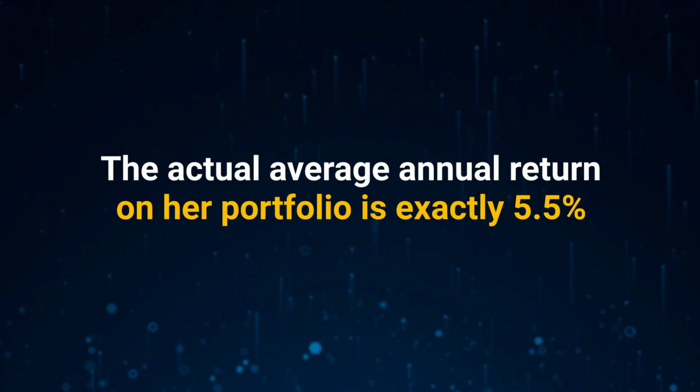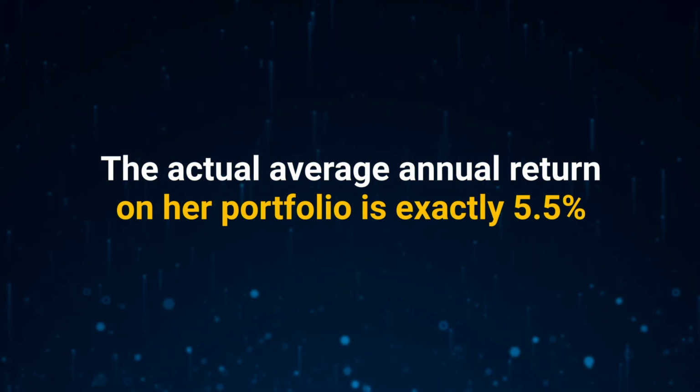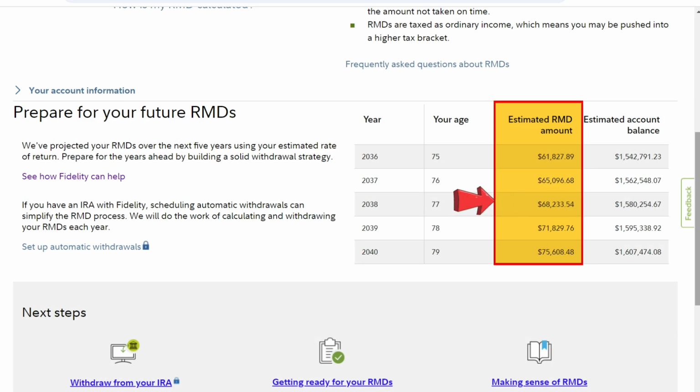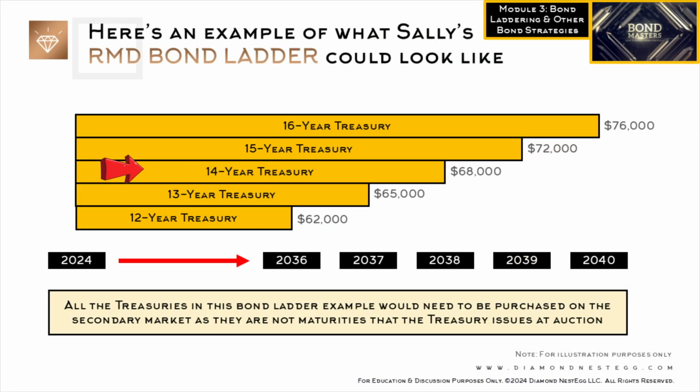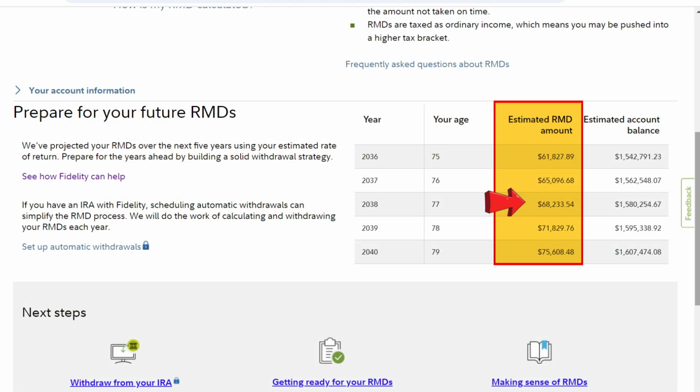So, if between now and when Sally has to start taking her RMDs, the actual average annual return on her portfolio is exactly 5.5%, this default rate that was used to get to these estimated RMD amounts and build out this bond ladder example, then Sally would have just about the right amount of principal repayments from her maturing bonds every year to cover her estimated RMDs.